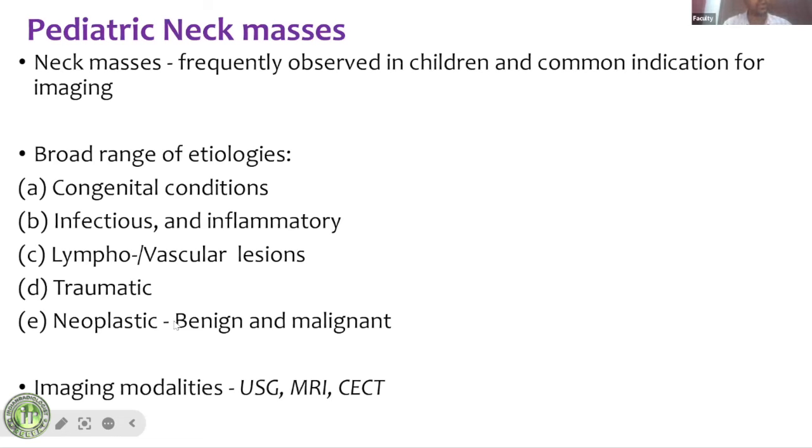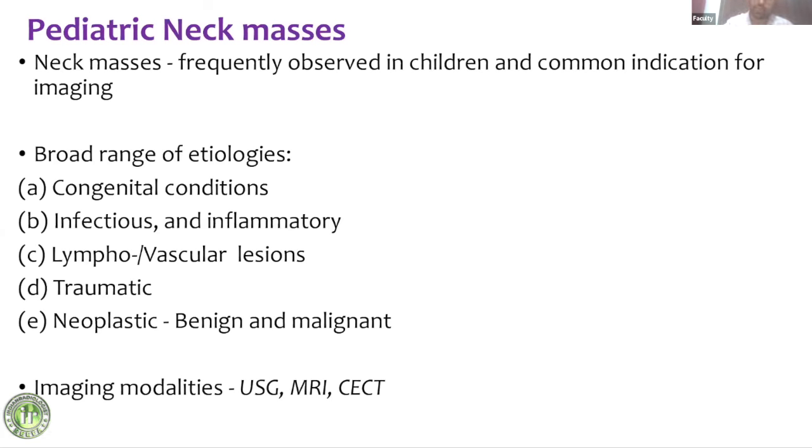And the imaging modality most commonly used is ultrasound because it is widely available, and particularly in children, the superficial lesions can be well evaluated with ultrasound, particularly the various salivary glands and the various lymph nodes. Ultrasound functions as an initial modality, and some form of cross-sectional imaging may be necessary in a few cases, particularly to delineate the extent of the disease, and in some cases also for diagnosis.